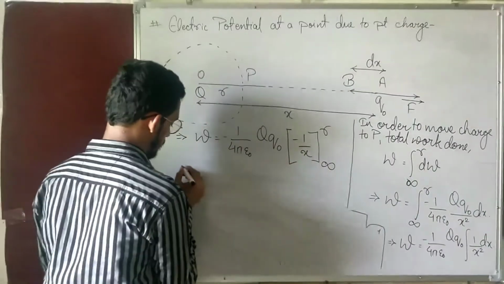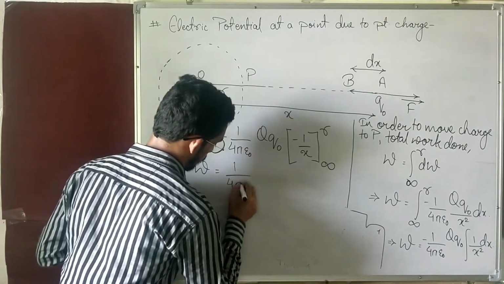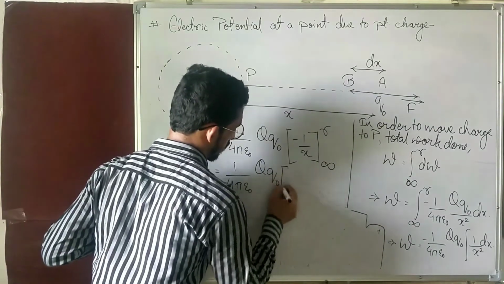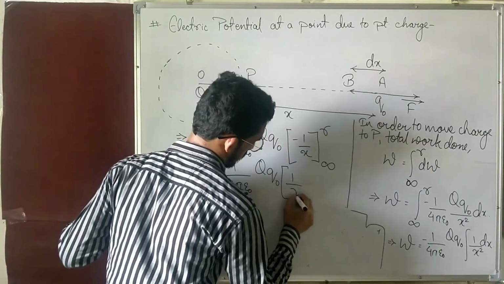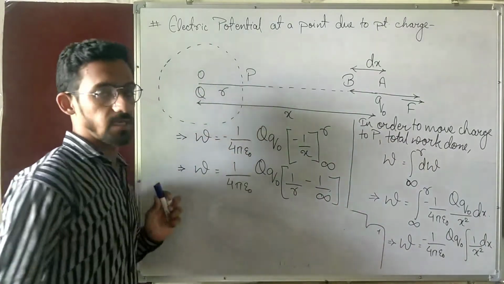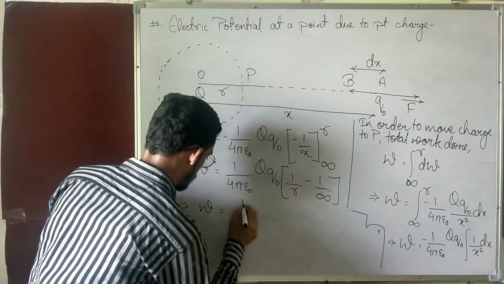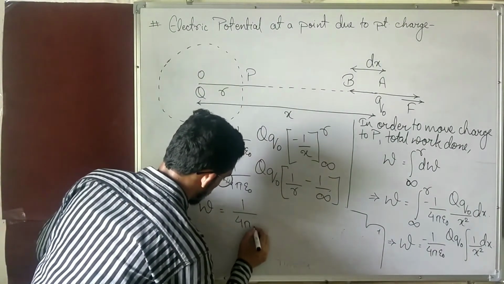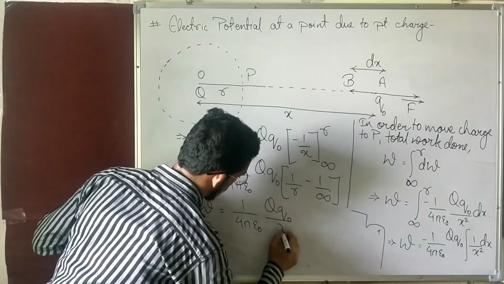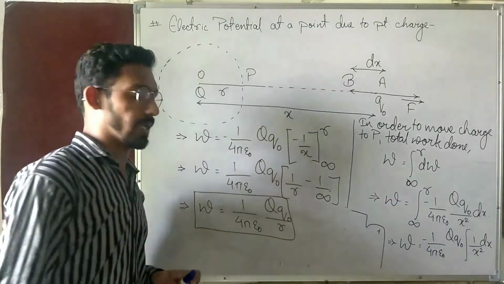So this minus and minus will become plus, so W equals 1 by 4 pi epsilon 0 q naught. And as we all know, in integration it is upper limit minus lower limit, and 1 upon infinity is equal to 0, so W equals 1 by 4 pi epsilon 0 q naught by r. It is the expression for the required electric potential energy.